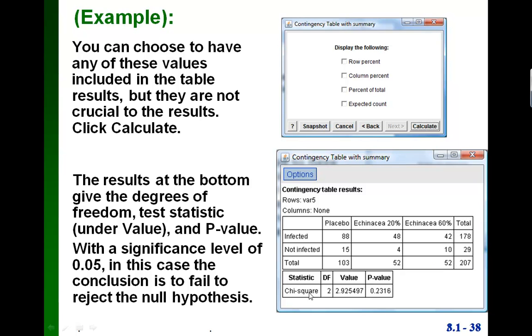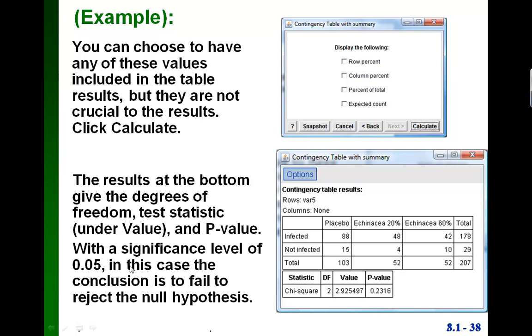And we've got a chi-square test statistic. Our degrees of freedom is 2, because remember that's the number of rows minus 1 times the number of columns minus 1. Since we had 2 rows and 3 columns, that gives us 1 times 2. So it's 2 degrees of freedom. The value of our test statistic turns out to be 2.925. And that gives us a p-value of 0.2316.